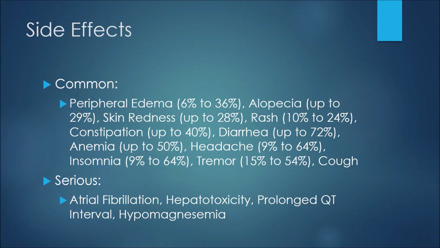Anemia may happen up to 50% of the time, and 9 to 64% of patients may experience a headache or insomnia. A tremor may happen 15 to 54% of the time, and some patients may develop a more frequent cough. The more serious side effects would be atrial fibrillation, hepatotoxicity, a prolonged QT interval, or hypomagnesemia, which would be low magnesium levels. Alright everybody, that's all we're going to talk about today with Tacrolimus or Prograf.